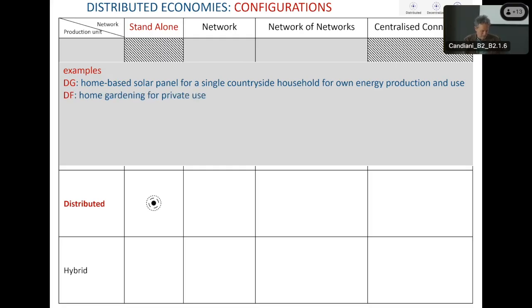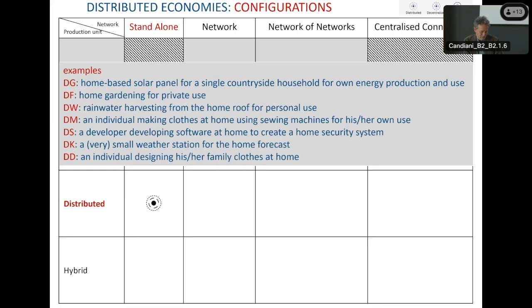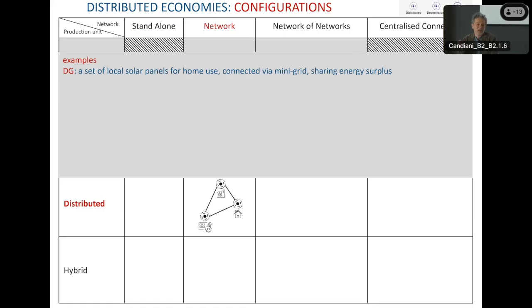I have another example, like home gardening for private use. I'm producing my tomatoes, my vegetables, and I'm eating them by myself. So this is standalone. Again, here you may read other examples out of curiosity. But a distributed system could be a network structure. That means that there is a sharing of products or resources and so on.